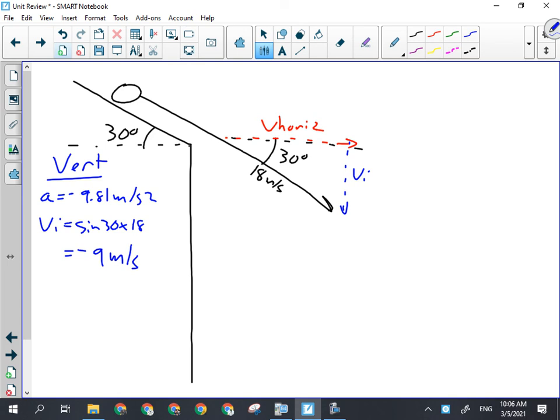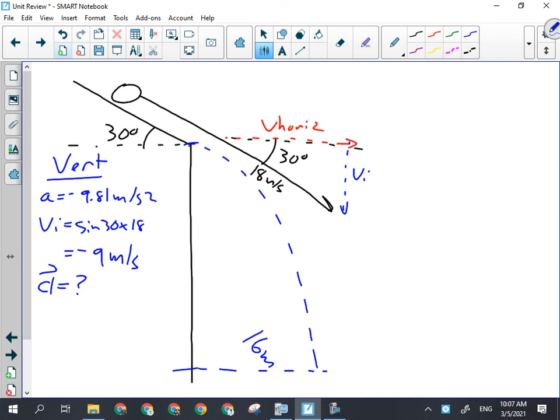I would either have to tell you how far from the base it lands, so you'd have the horizontal distance, or I would have to tell you how tall the building is. So let's say that on this question, I told you that it lands 16 meters from the base of the building, okay? And I want you to find the height of the building. Okay, so basically I'm looking for the vertical displacement.